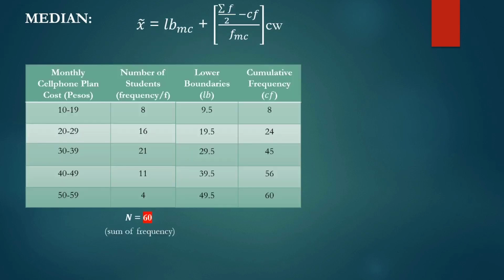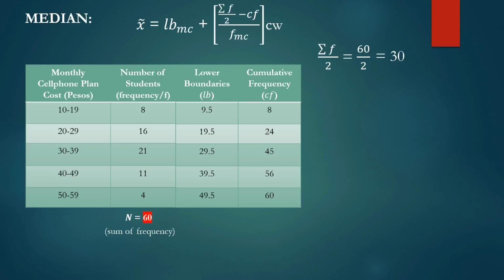Next is the median. This is the formula. We only need the given, lower boundaries, and the cumulative frequency. How to get the lower boundary for the formula? The first thing that we need to do is identify the median class. We need to get the summation of the frequency, and that is 60. And we will divide it by 2, and that is 30. 30 will tell us which column is the median class.